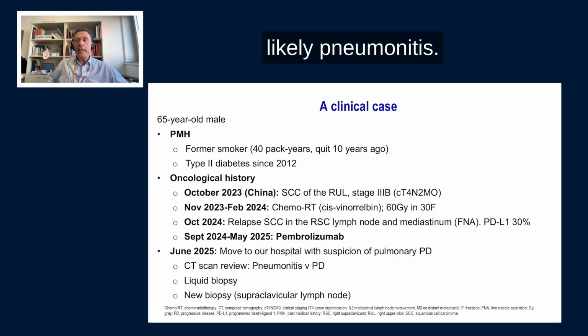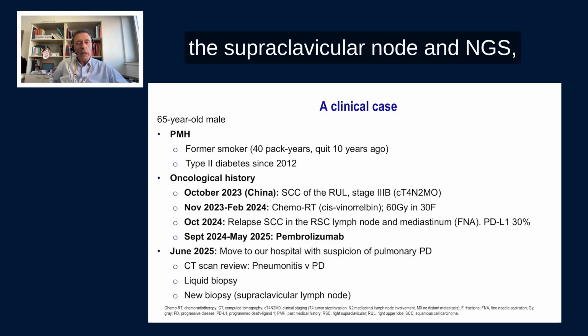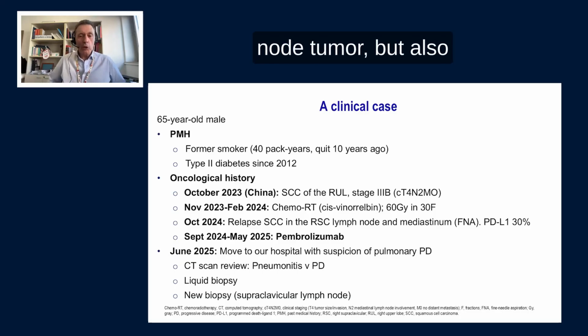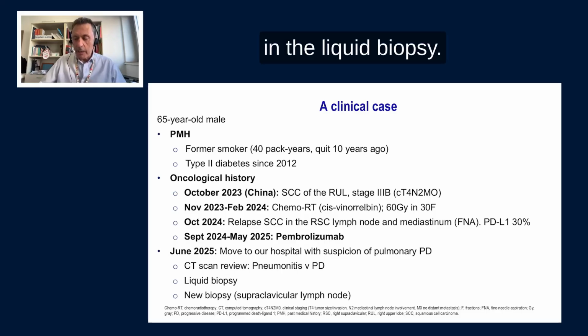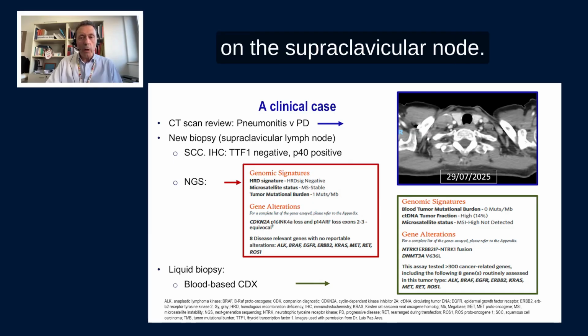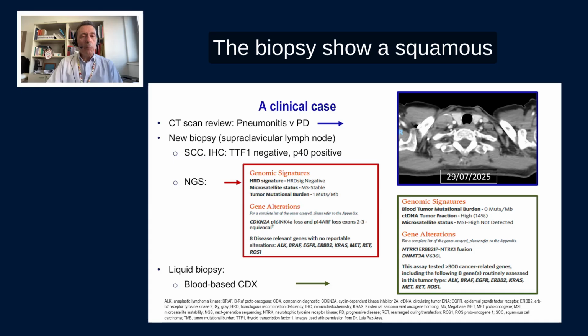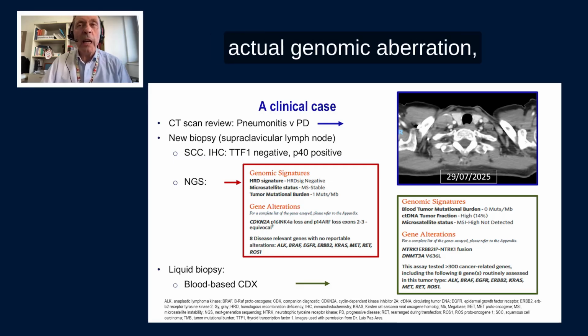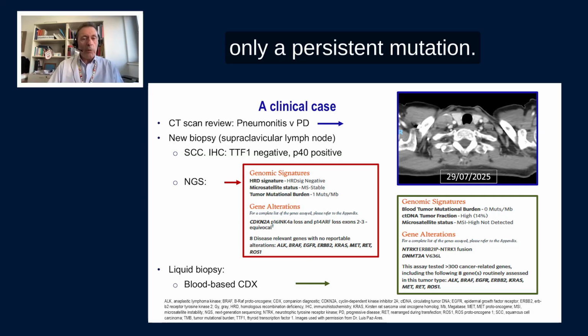likely pneumonitis, and we asked for a new biopsy of the supraclavicular node and an NGS, not only on the supraclavicular node tumor, but also on the liquid biopsy. As you see here, the CT scan was clear, showing a clear node in the supraclavicular area. The biopsy showed a squamous cell carcinoma, TTF1 negative, P40 positive, and the NGS didn't show any actionable genomic aberration, only a P60 mutation.